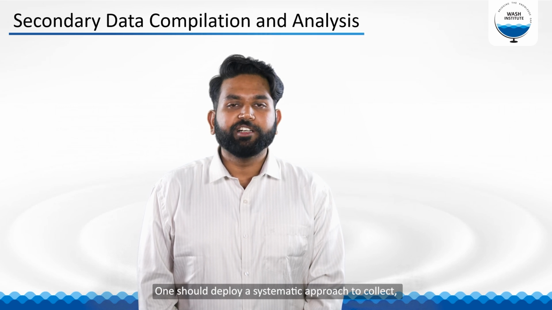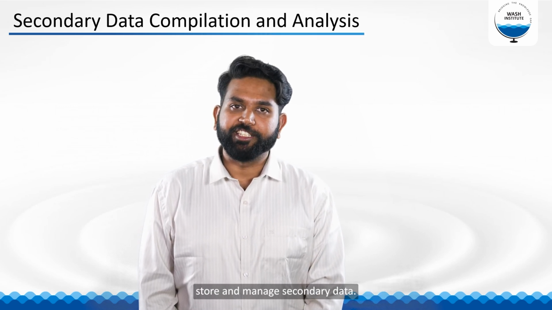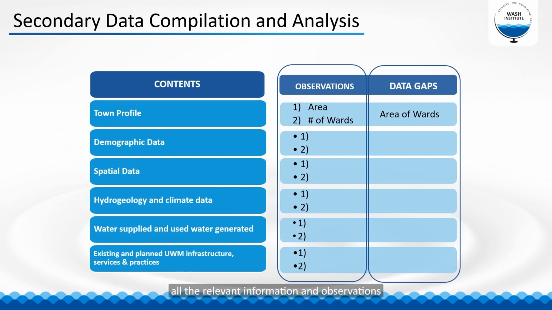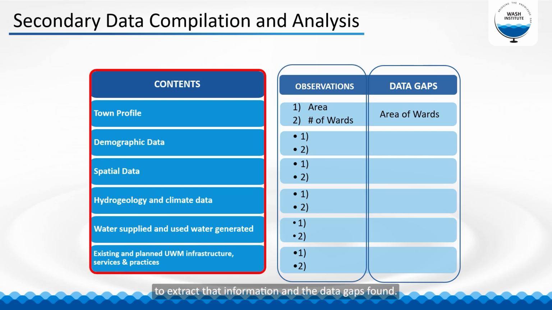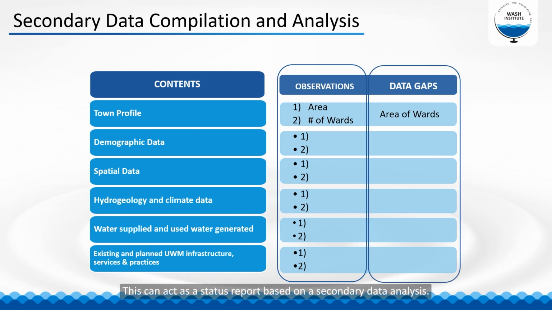One should deploy a systematic approach to collect, store, and manage secondary data. One can use this template to compile all the relevant information and observations in the given subheads along with the sources used to extract that information and the data gaps found. This can act as a status report based on a secondary data analysis. Uncertain and missing data should be highlighted for further verification.